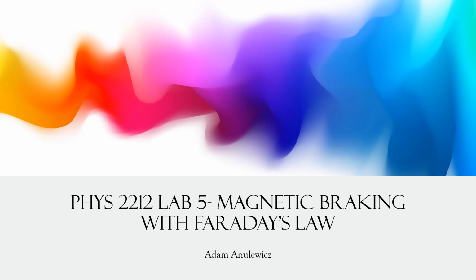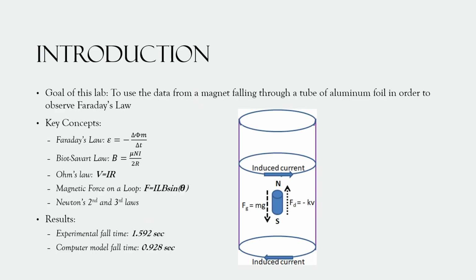Hello, I'm Adam Elowitz. This is my Lab 5 in Physics 2212, magnetic braking with Faraday's law. First we're going through the goal of this lab, which is to use the data from a magnet falling through a tube of aluminum foil, as seen in the diagram to the right, in order to observe Faraday's law.